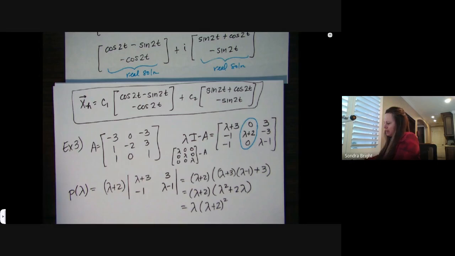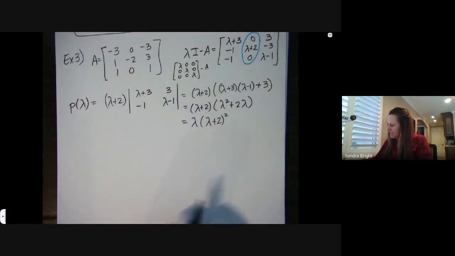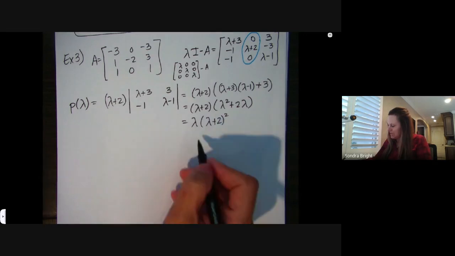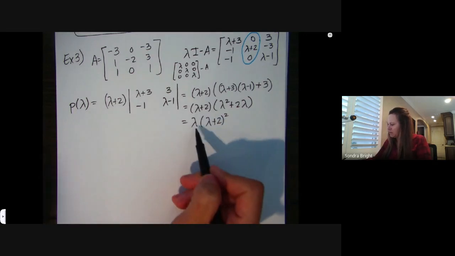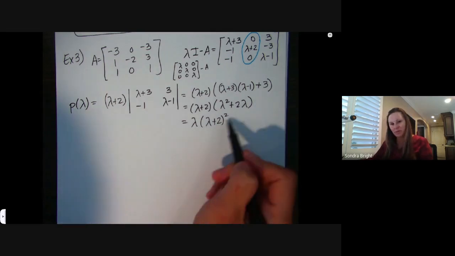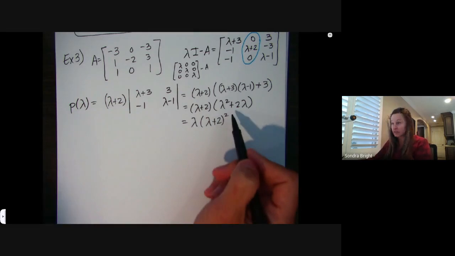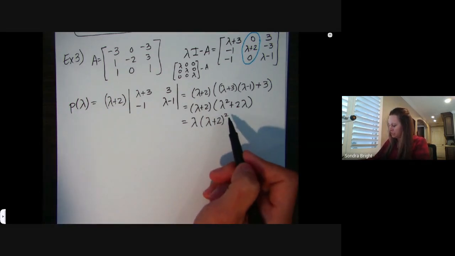That means that my first eigenvalue is 0. The other eigenvalue is -2. It's got a multiplicity of 2, so we've got to watch out. Make sure that we get 2 linearly independent eigenvectors from that in order to be able to do this.